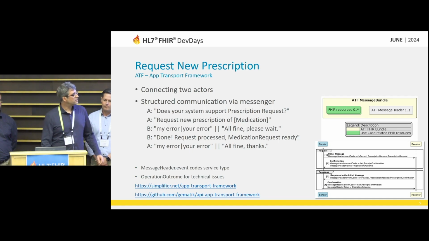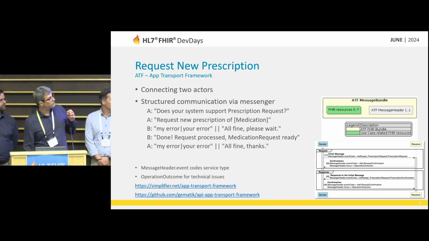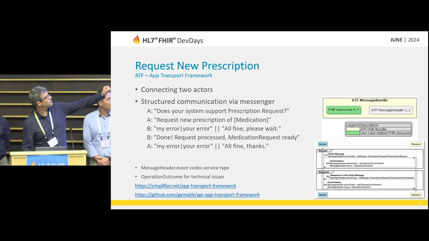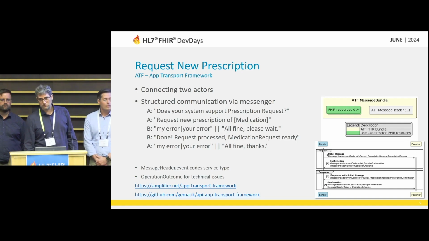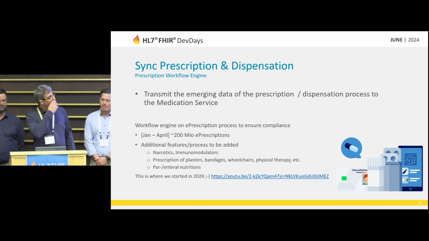And through the messaging, inside of our framework we use the message bundle. Here you can also see in the message header event the code of the service which is requested. I don't think I need to explain the FHIR resource further. Now we are in the triangle which is about creating the prescription.